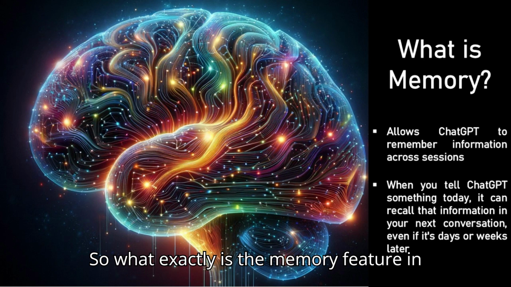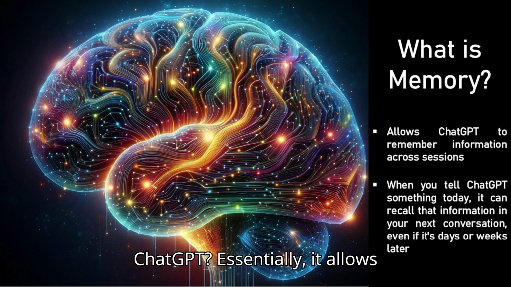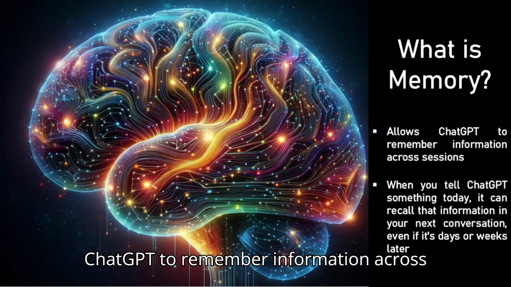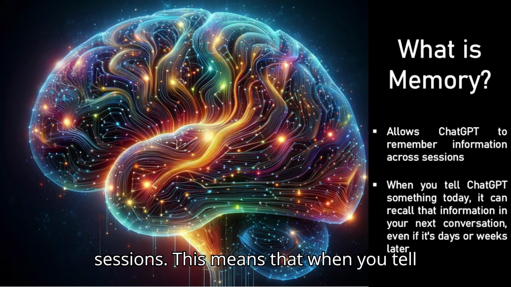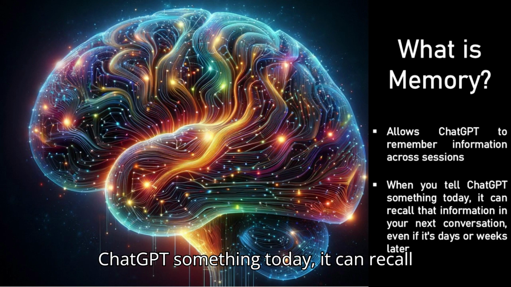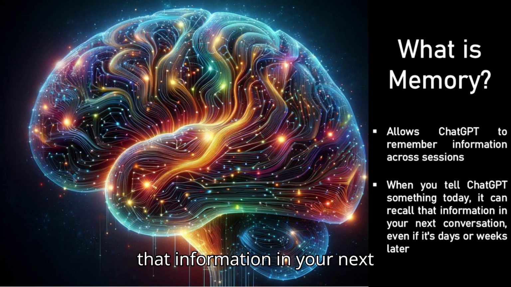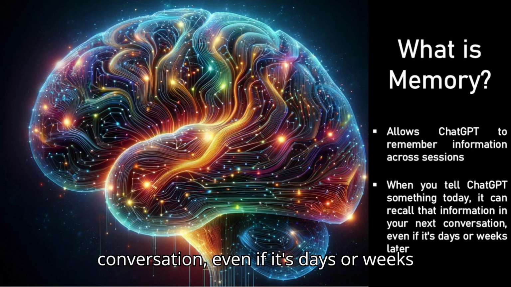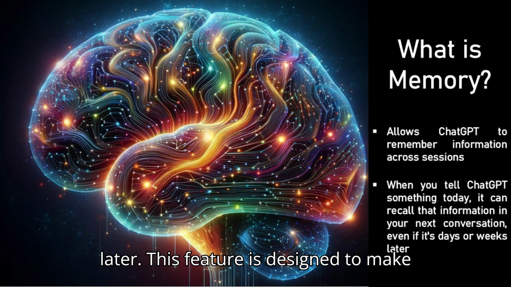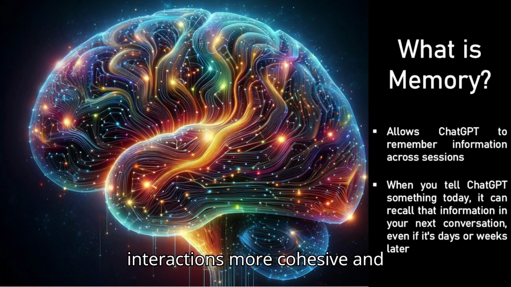So, what exactly is the memory feature in ChatGPT? Essentially, it allows ChatGPT to remember information across sessions. This means that when you tell ChatGPT something today, it can recall that information in your next conversation, even if it's days or weeks later. This feature is designed to make interactions more cohesive and personalized.